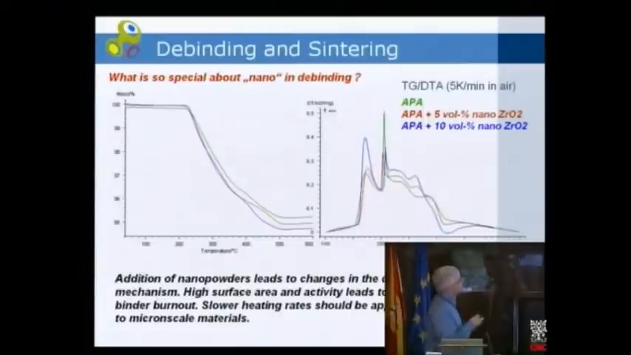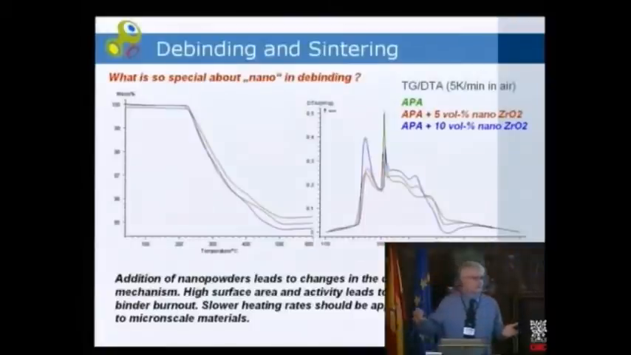You can see here the blue one with the highest content of nanozirconia. This first peak appearing at low temperatures, just 220 degrees, is much, much higher than in case of the pure alumina or the alumina with a little amount of zirconia. So you can expect that the binder burnout starts at a lower temperature and runs with a higher velocity.